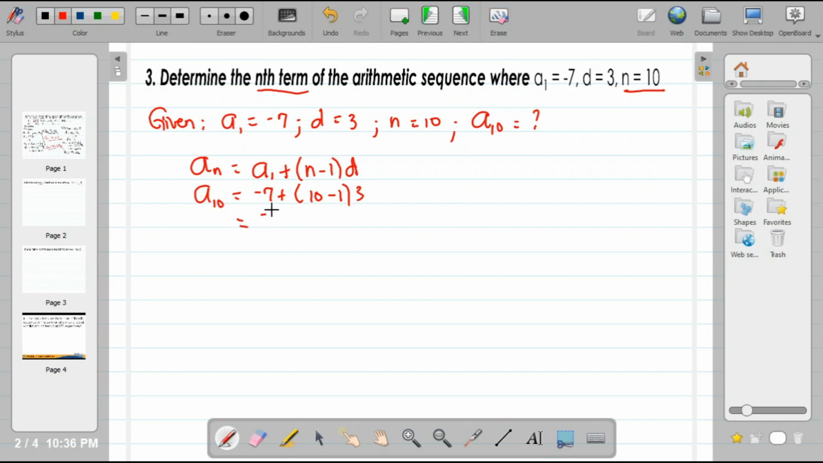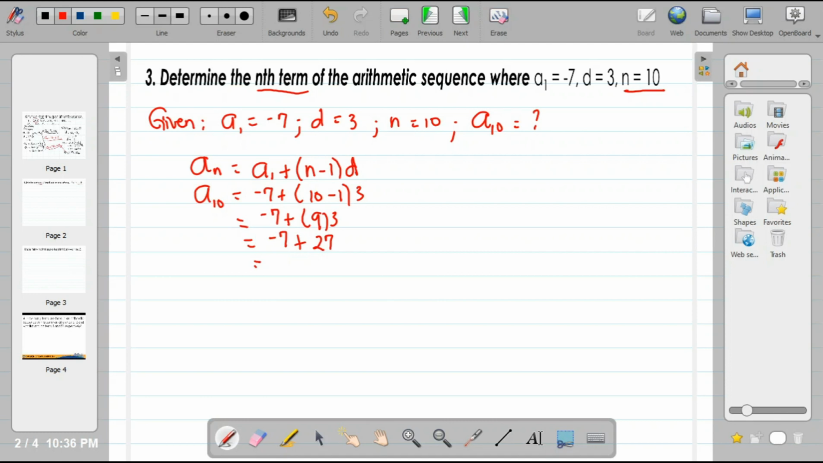From here, we simply copy negative 7 plus what is 10 minus 1? 10 minus 1 is 9. Times 3. And then we copy negative 7. You can't add yet. Multiplication comes first by the rule of PEMDAS, no? Plus 9 times 3 is 27.